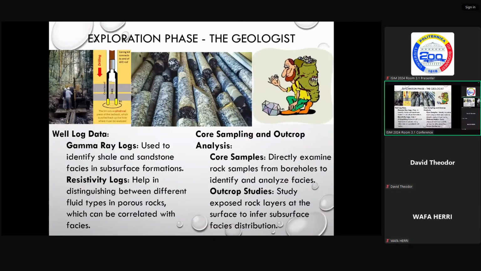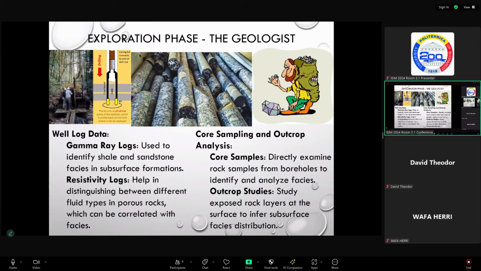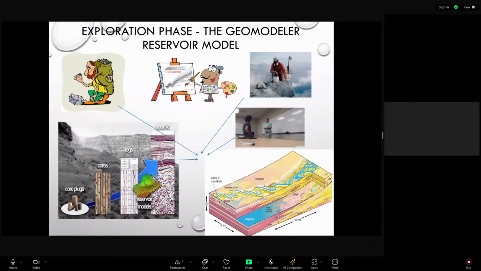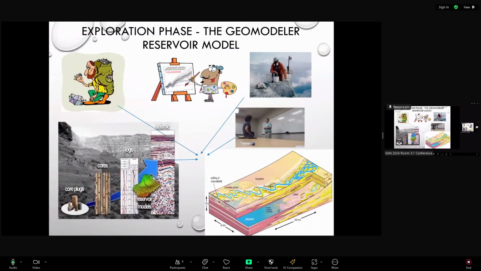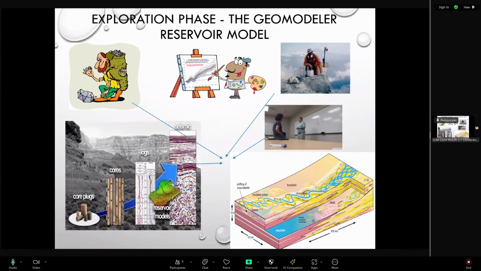The other phase comes from the geologists who use well data and core sampling that will be studied in order to see the rock layers at the subsurface. Using all this information, we are modeling and trying to find the reservoir model.